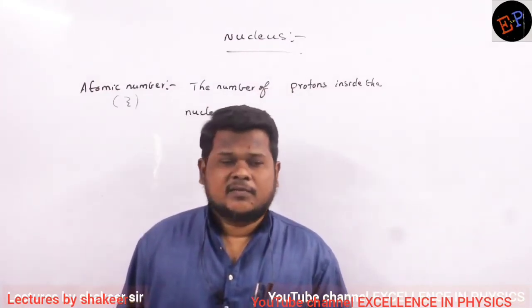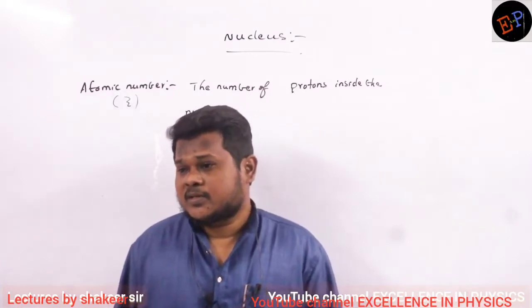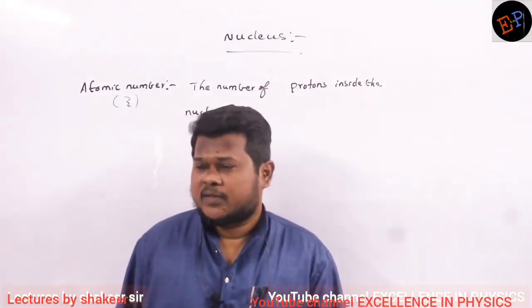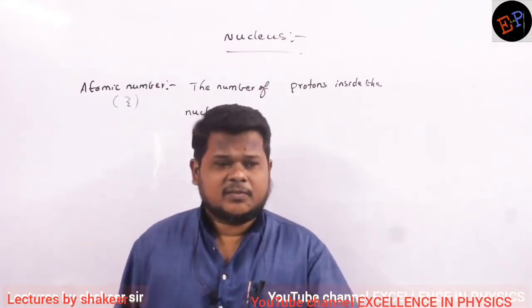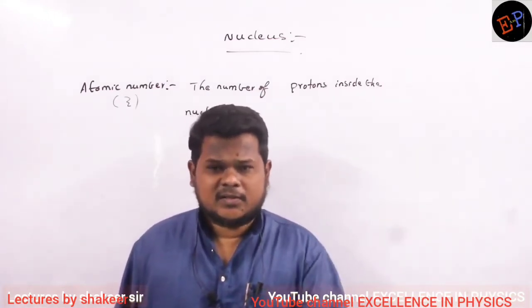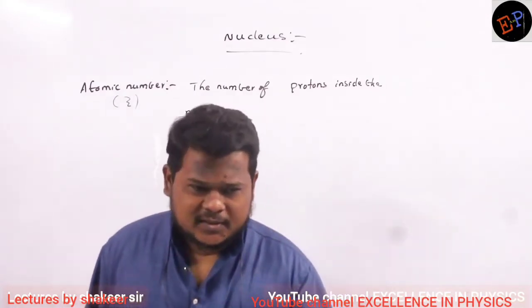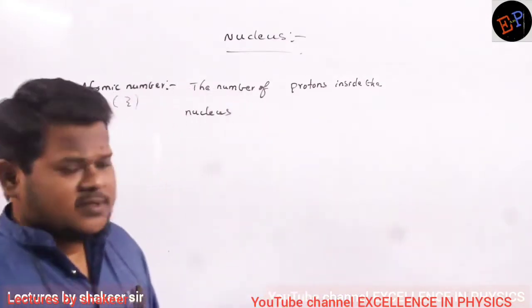Are you able to understand? If you take gold, how many protons are there? Gold has 79 protons. So atomic number is nothing but the number of protons. In electronic configuration, we take the atomic number only. Atomic number is nothing but the number of protons existing inside the nucleus.